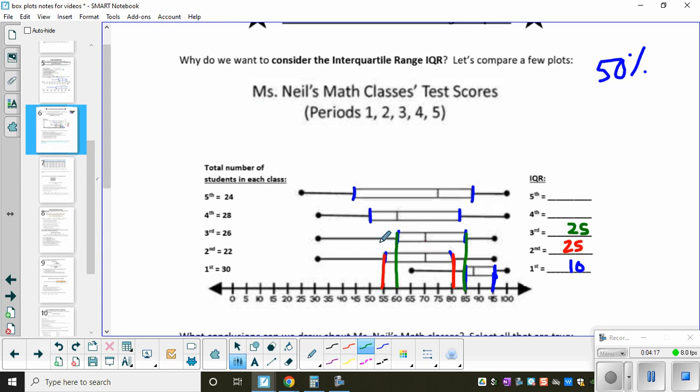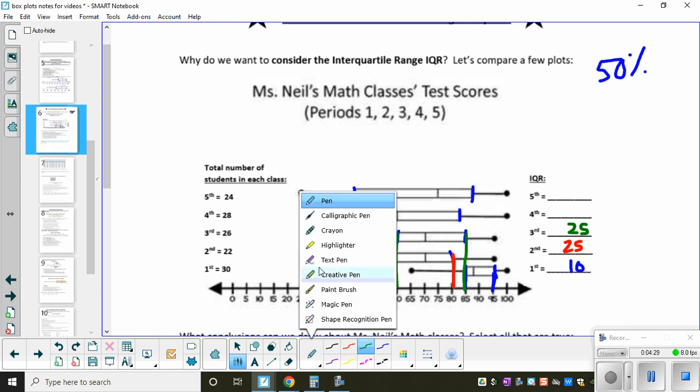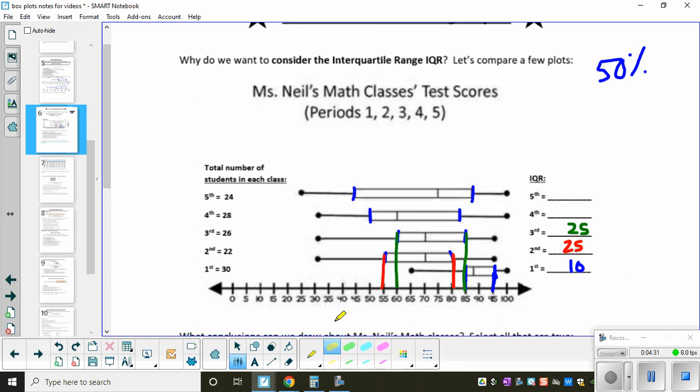But it looks like for the third period, because you see how this box, this half of the class is a little higher up, that lets us know that third period might have done a little bit better than second period, because again, this half, and let me highlight it here, that chunk of data is a little bit higher up on the number line than this yellow chunk of data for the other class, okay?